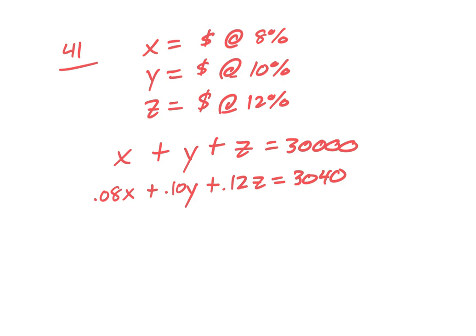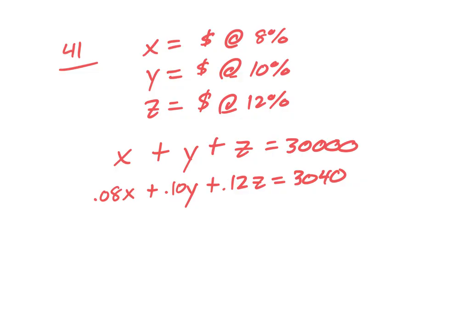The last sentence: the total amount borrowed at 8% and at 10% is twice the amount borrowed at 12%. So the amount borrowed, okay, and here's where you got to be careful. Is it the amount borrowed or is it the interest paid? This one's saying the amount borrowed, and that's what X, Y, and Z represent.